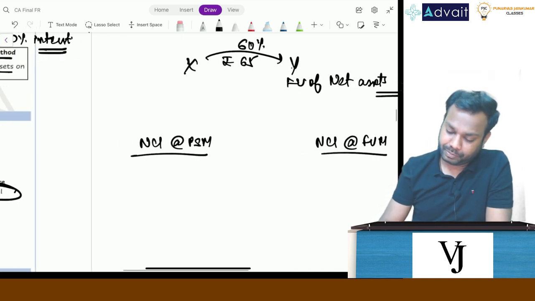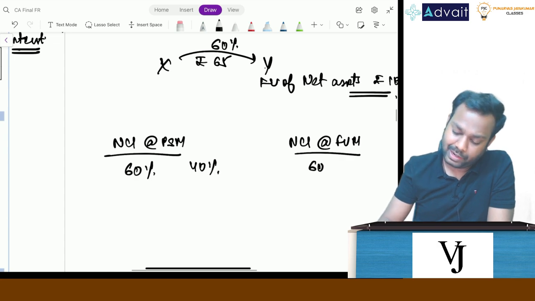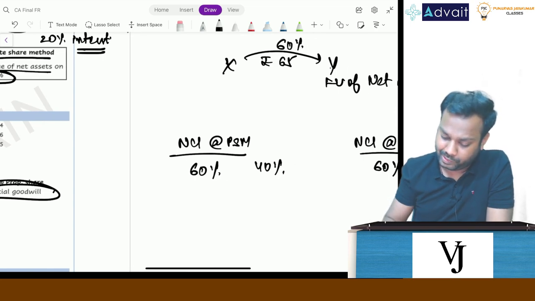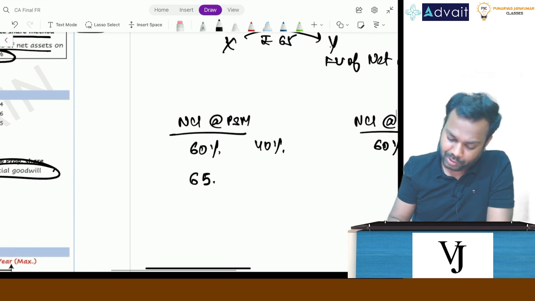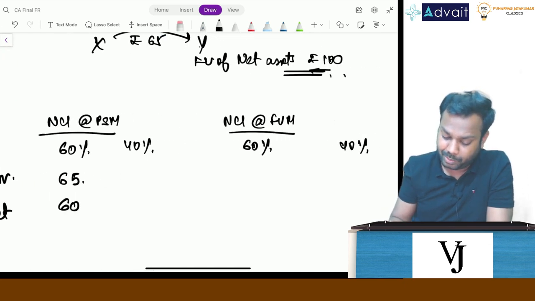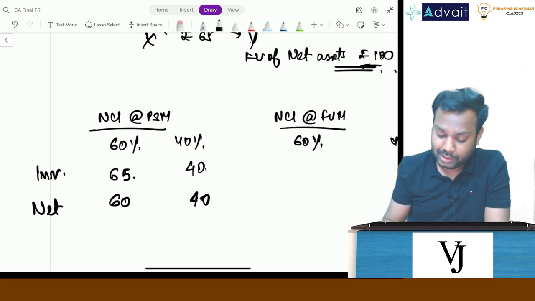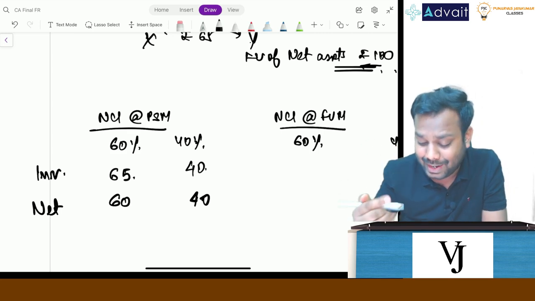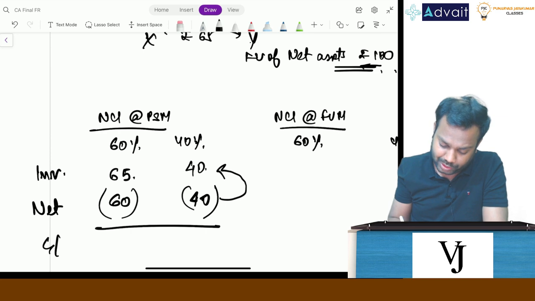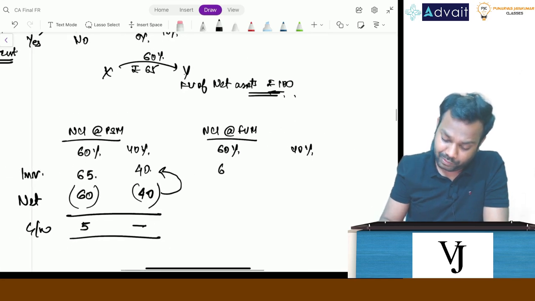Now, NCI is at proportionate share. So I write here 60% and 40%. Here also I write 60% and 40%. What is the value of this one? 60% is 65, the investment. And what is the value of net assets? Net assets is 100. So 60% is 60, 40% is 40, right? So the value of 40% is also 40. When NCI is at the proportionate share method, the value of NCI is calculated as a percentage of net assets. So the goodwill that comes up here is 5. The goodwill that comes here is 0. Here, the same thing I'm writing. This is 65. This is 60.